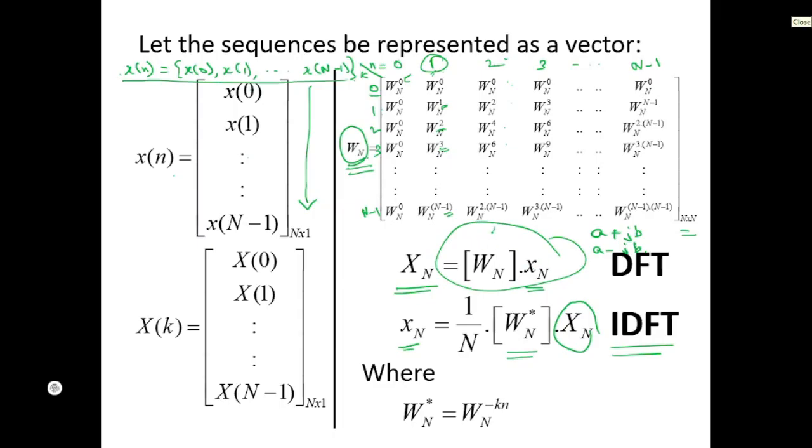So you have one matrix, you multiply it with the signal, you get the DFT of the signal, you directly go to the frequency domain signal. If you want to go back to the time domain signal, 1 by N multiplied by the twiddle factor matrix conjugate, then X of k, that will be your IDFT.